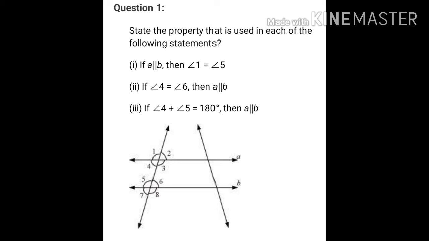Now let's see question number 1. State the property that is used in each of the following statements. Number 1, if A is parallel to B, two lines are given as A and B, then angle 1 is equal to angle 5. Second, if angle 4 is equal to angle 6, then A is parallel to B. Third, if angle 4 plus angle 5 is equal to 180 degrees, then A is parallel to B.